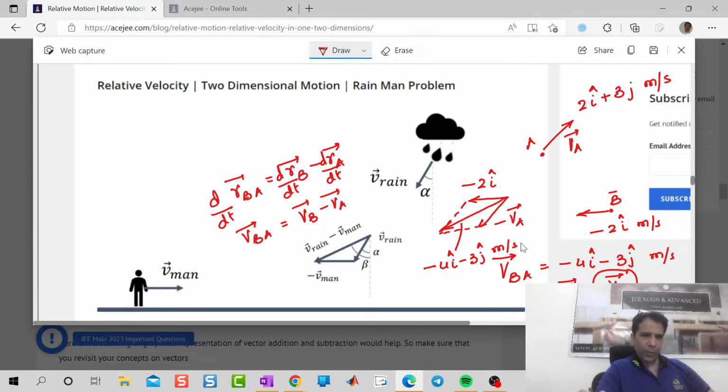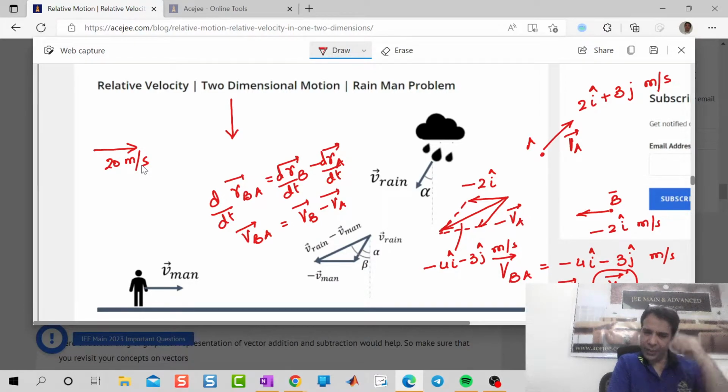Okay, so now let's talk about this rain and the man problem. Because we all love rain and we all get wet in the rain. So I'm sure everybody's wondering at what angle the rain is falling. But anyway, so let's see. The rain is coming down vertically. There is no wind. And let's say, Manan, you are running with a speed of 20 meters per second in the horizontal direction, of course. And the rain is falling at, let's say, 20 meters per second, really fast moving rain.